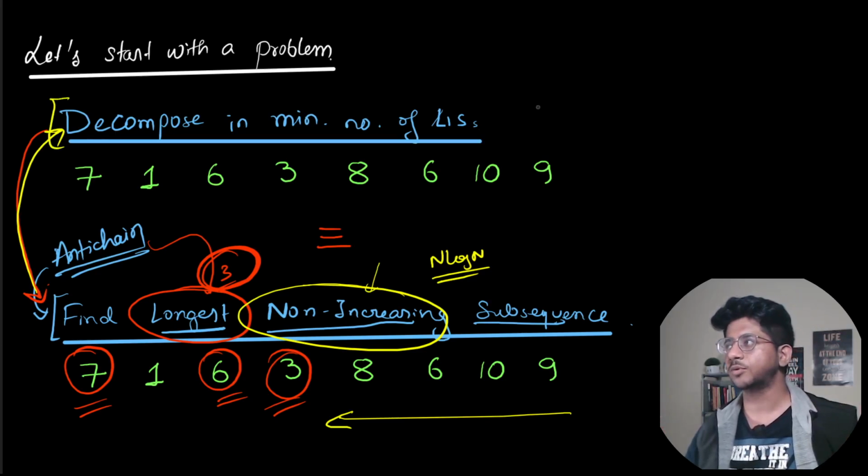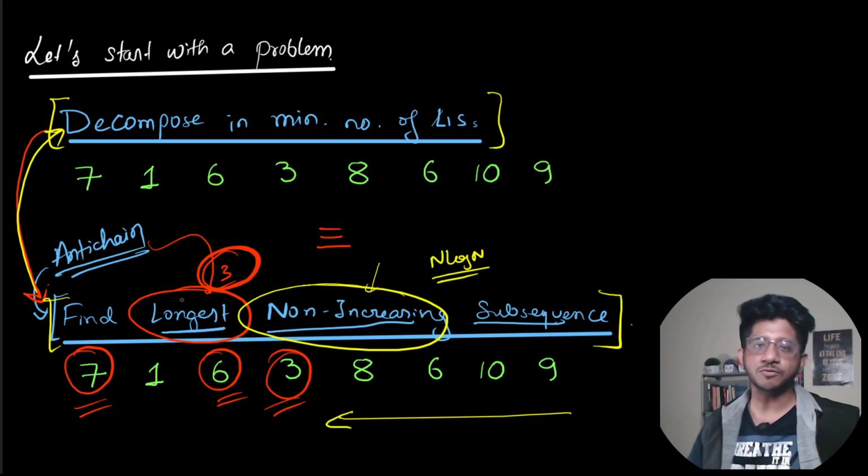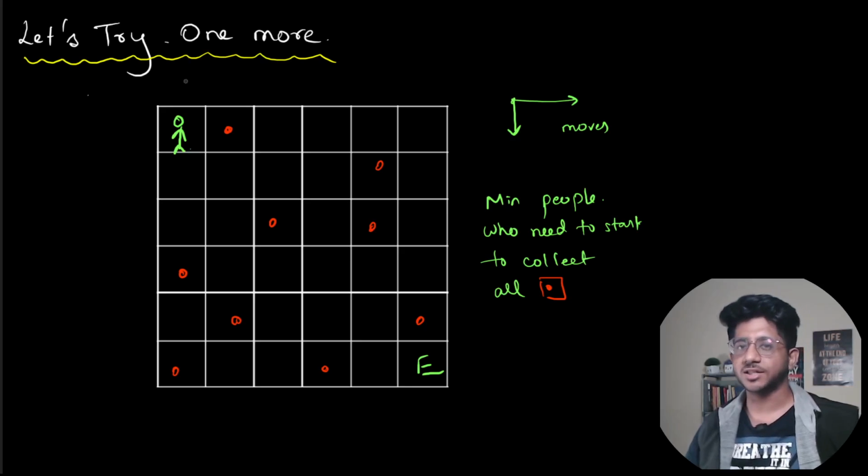Now this looks like a more complicated problem. This is a fairly straightforward problem which has an n log n solution. So we went from a complex looking problem where you had to decompose the whole set into chains, into a very well-known problem, which is finding the longest non-increasing subsequence. This is what the power of Dilworth theorem allows us to do. Okay. Now let's take a look at another problem, and that's going to give us more clarity, right?